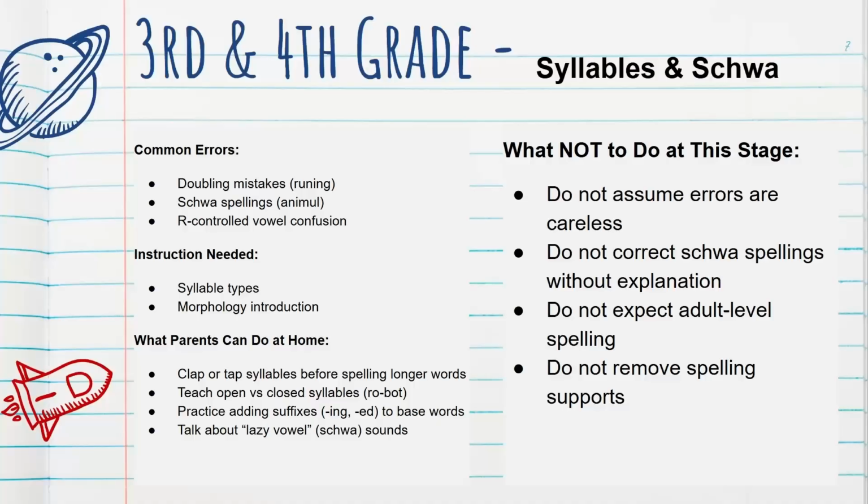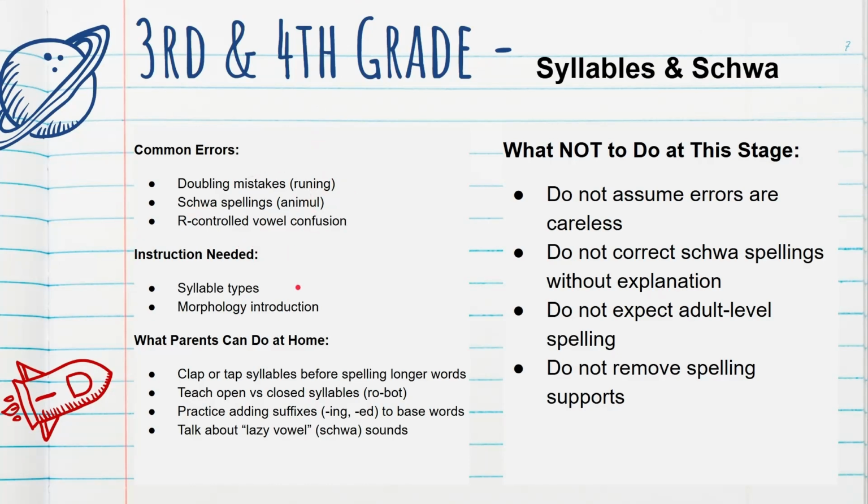So, this is where we're going to focus on syllables and schwa. So, some common errors you're going to see are doubling mistakes because they're still learning that spelling rule, schwa spelling mistakes because they're still understanding the differences between how we write those sounds. And there's R controlled vowel confusion because they're still learning that as well. So, this is all developmentally appropriate.